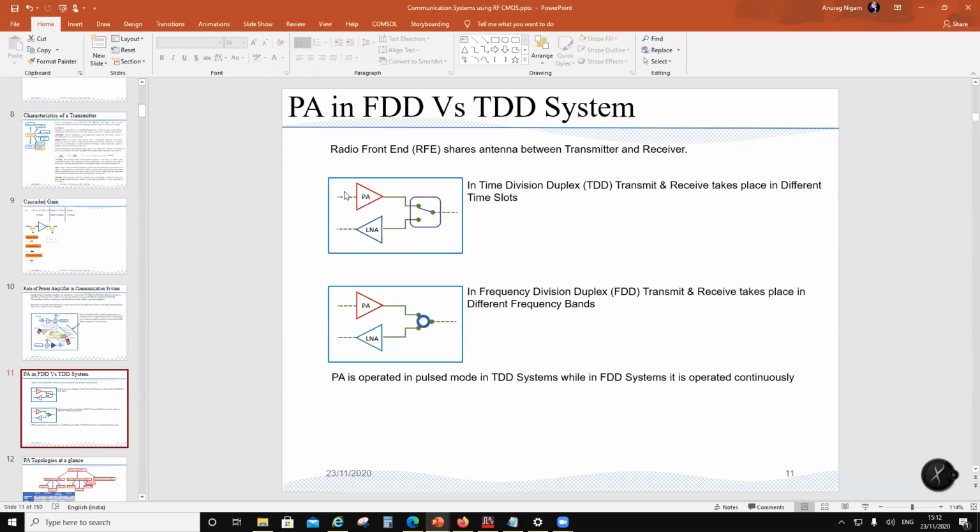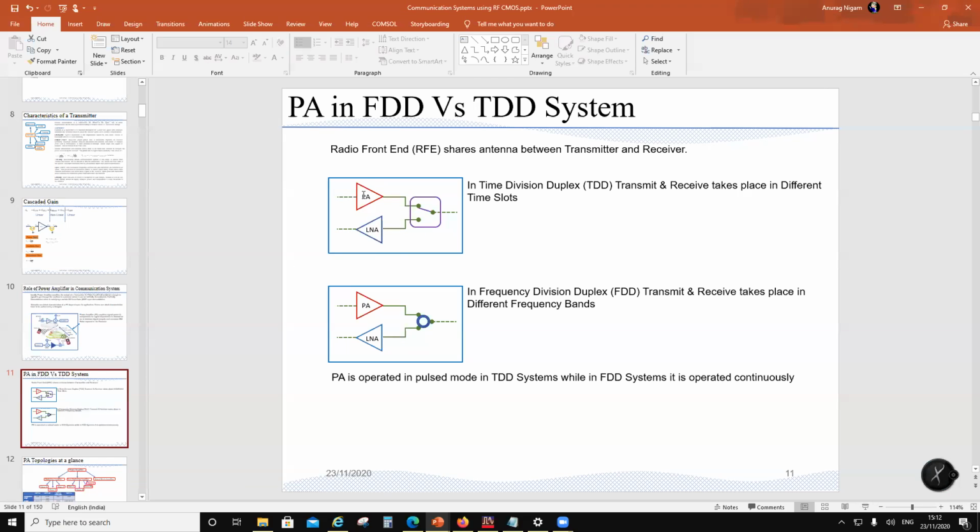If I am receiving, I have the PA off, because I have to guarantee that the noise received in this channel is less, since they are the same frequencies. So I would turn off the PA, the transmit chain here. It is operated switched.